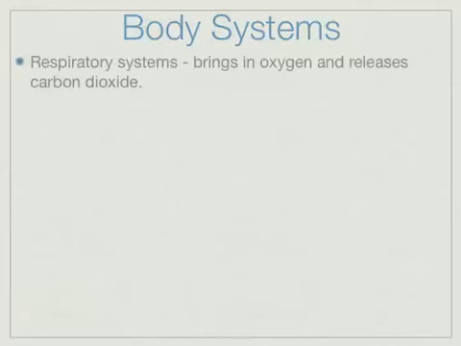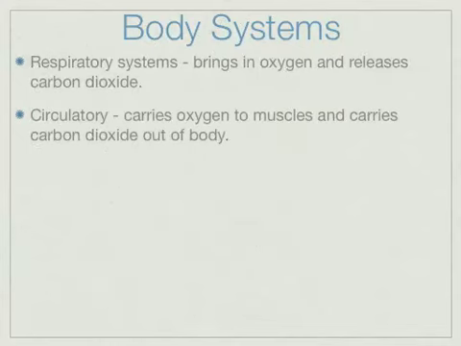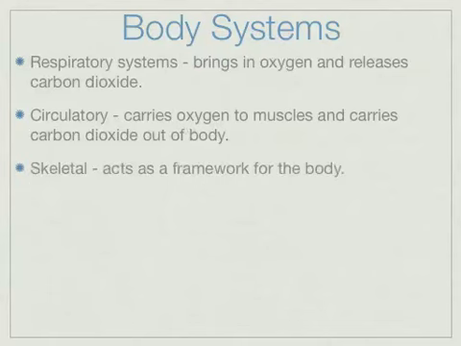We're going to work backwards and talk a little bit about body systems. This is going to be a review for you, so we'll fly through it. The respiratory system's purpose is to bring oxygen into the body and release carbon dioxide. The circulatory system carries the oxygen to the muscles and carries carbon dioxide out of the body. So it circulates, or moves, things around the body.